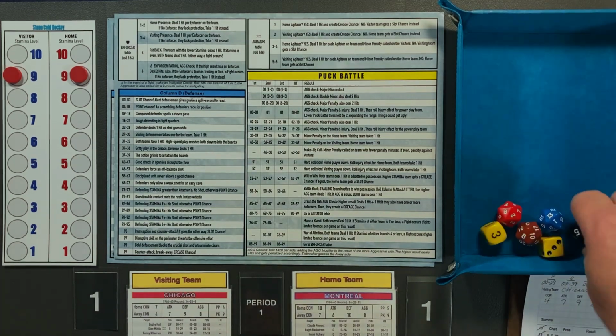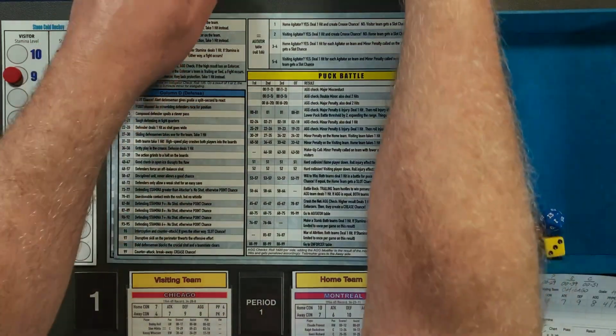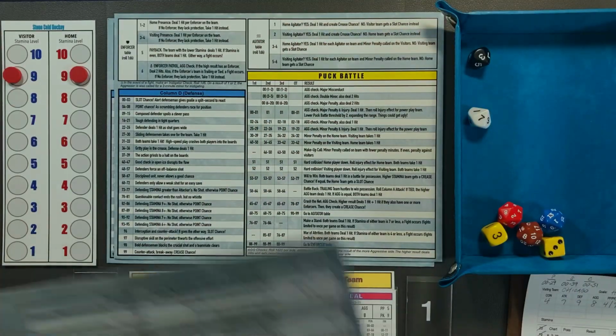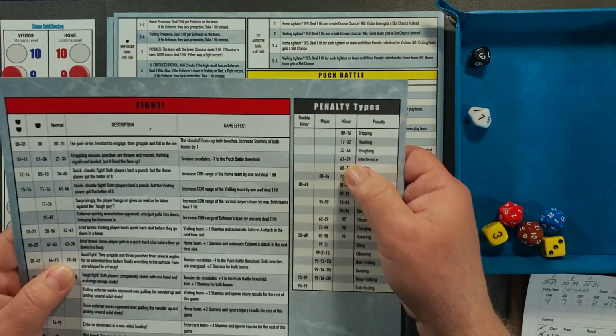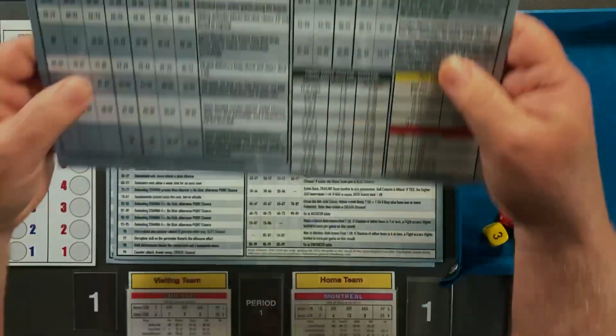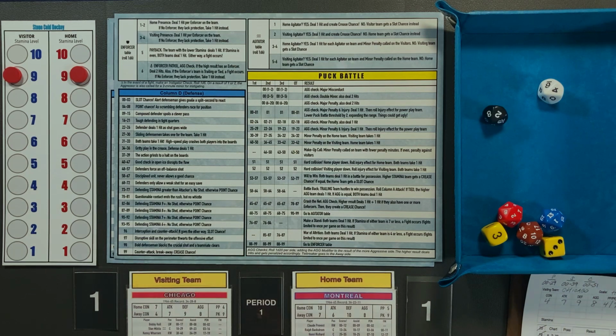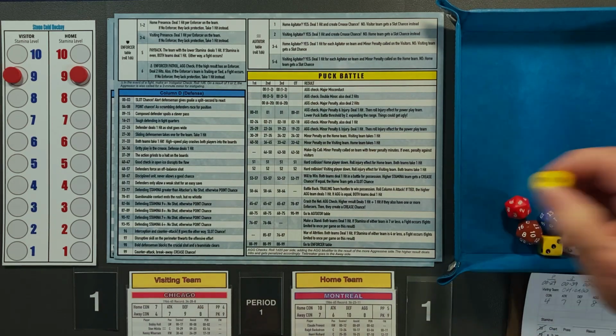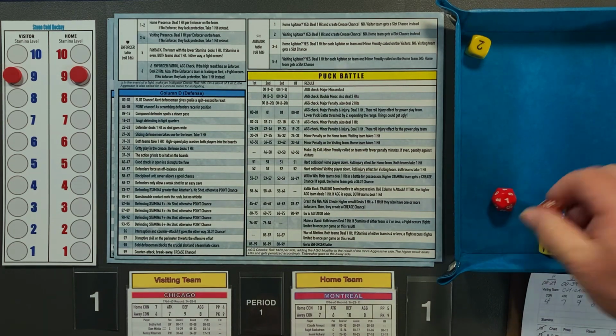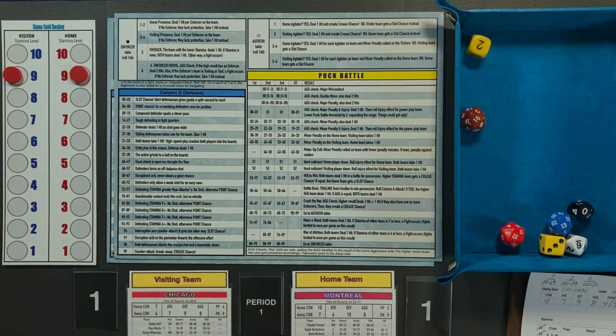Let's see what it's called for. 37. Roughing. Let's see who it is on. 24. And that's going to be Bellevue. And that occurred at 11:56.